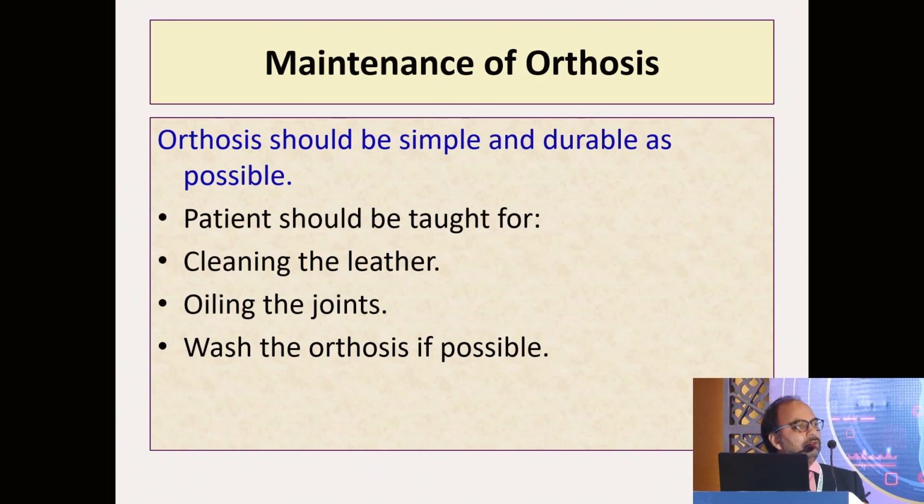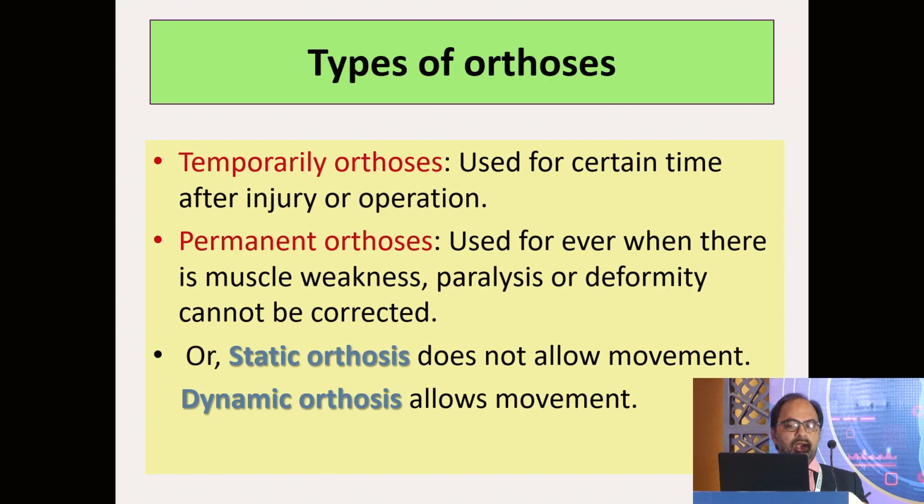Like leather orthosis, you should never say that you wash it, and it should be as simple and durable as possible. Coming to types of orthosis: temporary orthosis, which we use for a certain time after injury or operation, and permanent orthosis, used whenever there is muscle weakness, paralysis or deformity which cannot be corrected. The person may have to wear it permanently.